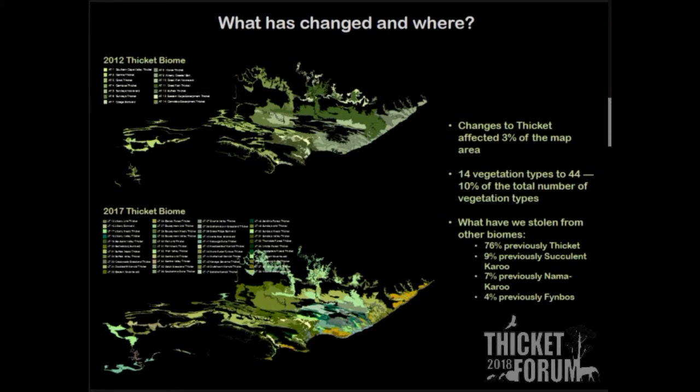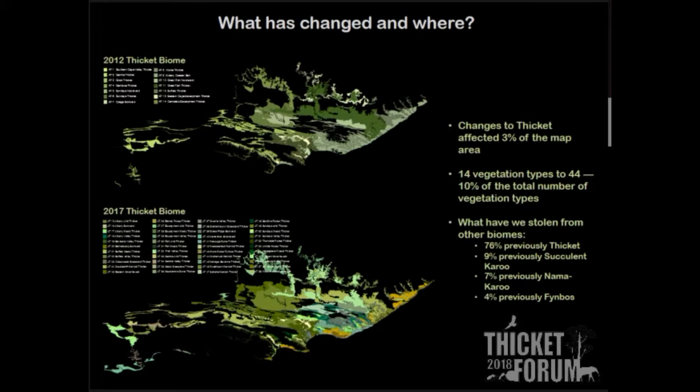At the top you have the 2012 thicket biome. At the bottom is the 2017 VegMap thicket biome. As Anisha already mentioned, this was one of the most significant changes to the classification of the VegMap that we've had for the updates. This update affected about 3% of the total VegMap mapping area. That's not super impressive, but in terms of the classification of the types, we went from 14 thicket types up to 44 types, which now represents 10% of the total vegetation types in the mapping domain for the VegMap.